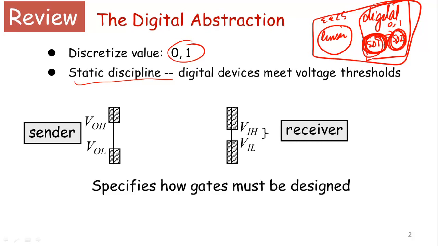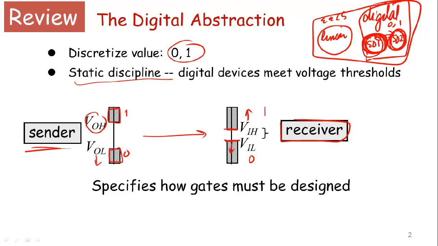So in the static discipline, we have a set of voltage thresholds. So for example, if I have a sender and the sender needs to send a set of values to a receiver, then we expect the sender to follow a rigid set of values. So for a 1, a sender would have to send values VOH or above. And for a 0, the sender would have to send values that were VOL or below. Now, similarly, on the receive side, the receiver would have to interpret values VIH and above as a logical 1, and similarly values VIL and below as a logical 0.